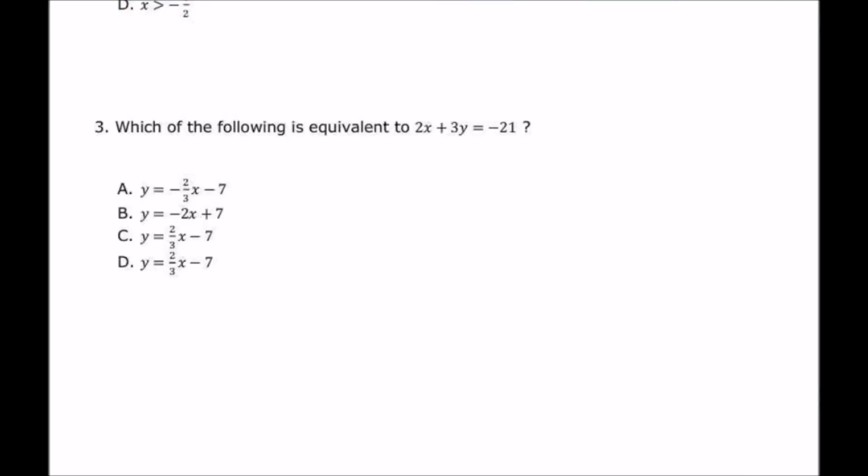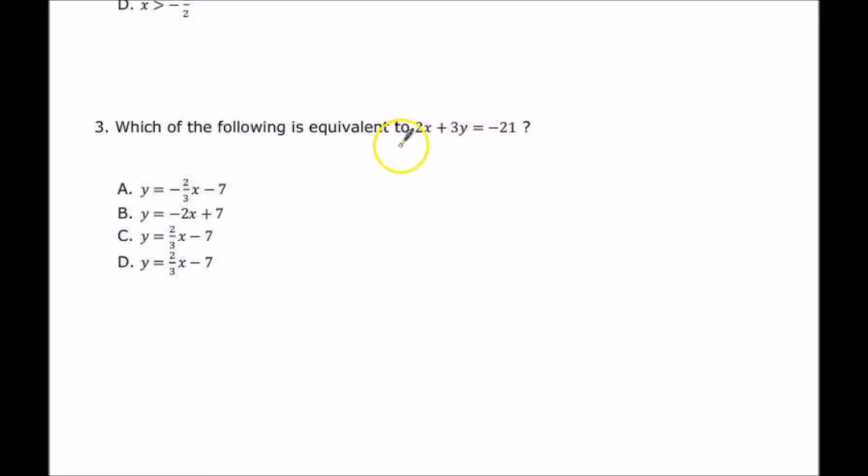Very, very easy. This says, which of the following is equivalent to 2x plus 3y equals negative 21? So what I'm going to do here is simply get y by itself. Because look, all my answer choices have y by itself. So I'll look over here. Well, it's 2 basic steps. I call it move and divide. If I want y by itself, I've got to move x, divide by the coefficient of y.